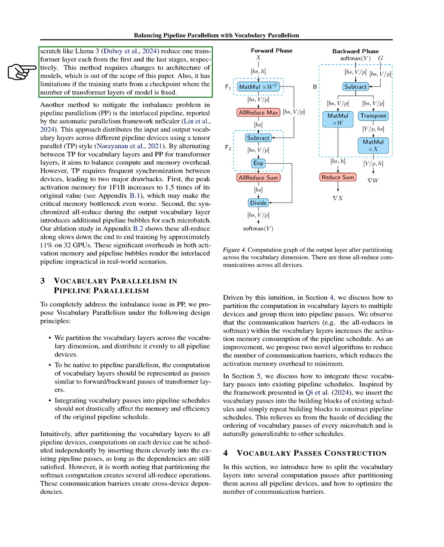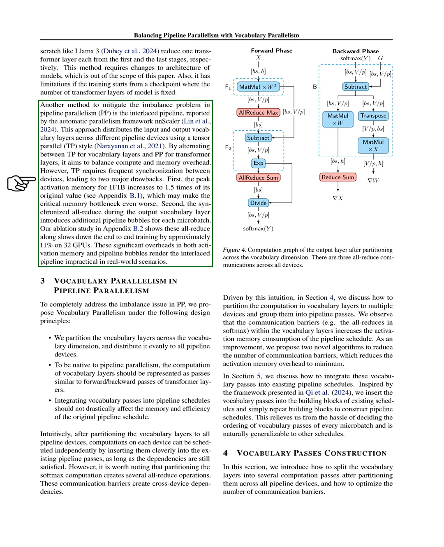Some models, like Llama 3, reduce one transformer layer from the first and last stages, but this requires architectural changes, which is beyond the scope of our paper. Another method, the interlaced pipeline, distributes input and output vocabulary layers across devices using a tensor parallel style. However, this approach leads to increased peak activation memory and introduces additional pipeline bubbles, making it impractical for real-world applications. Our ablation study indicates that these synchronization requirements can slow down training significantly, further complicating the use of interlaced pipelines.